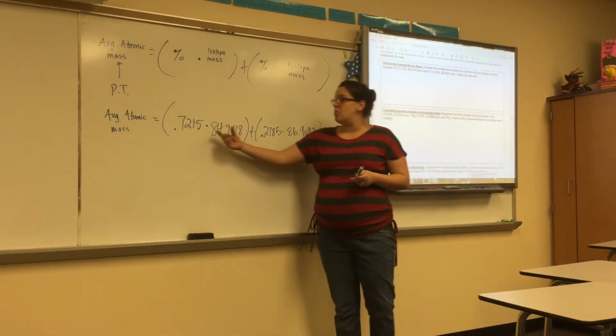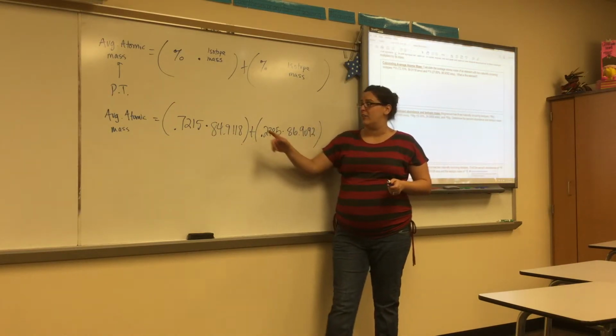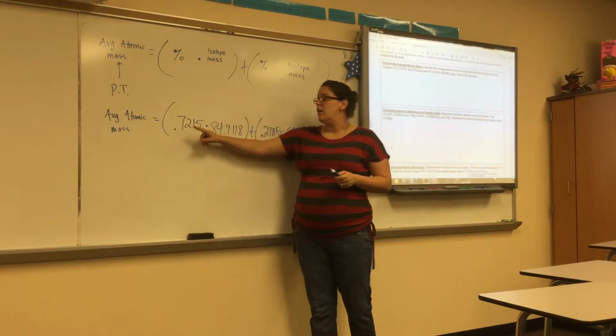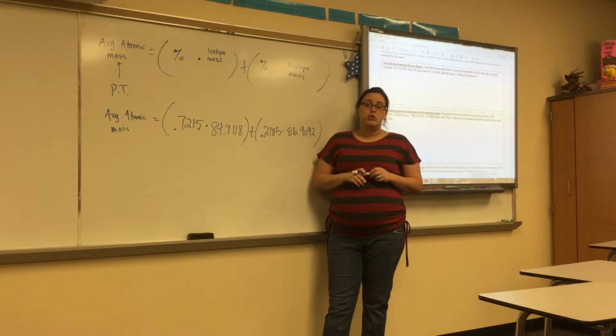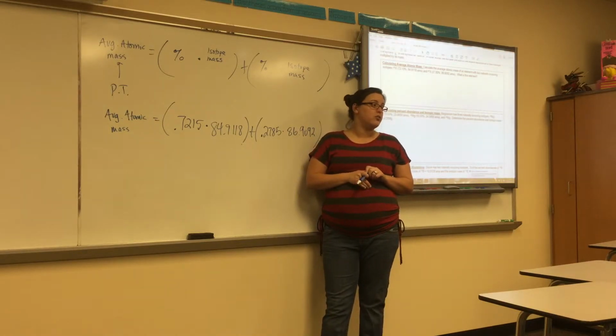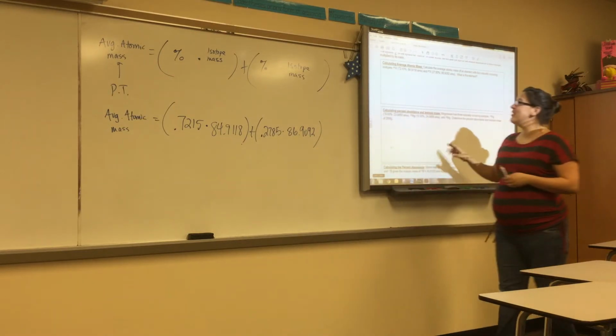I would avoid doing these in pieces. Once you write this out, you have fancy enough calculators that you can do open parentheses, number times number, close parentheses, plus open parentheses, and do it all in one swoop so that you don't have any errors. Any questions on those? Yeah, you have a little different calculator.